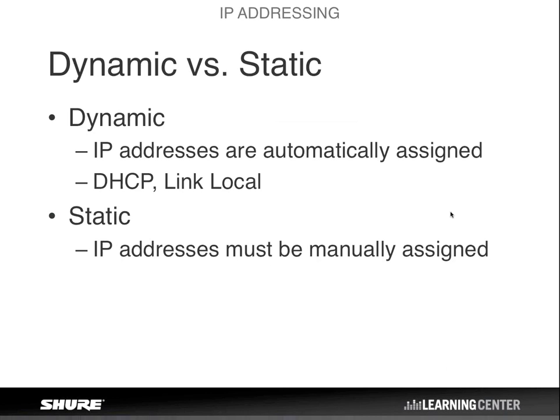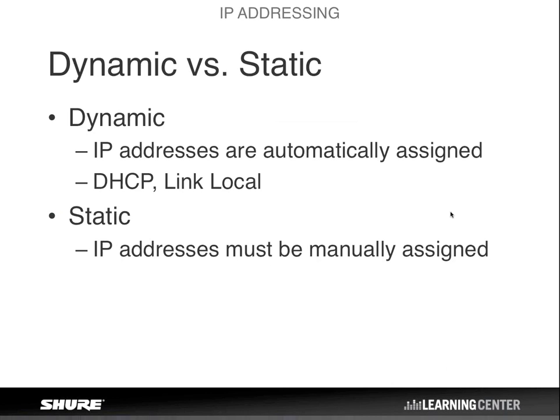There's either a dynamic allocation of IP addresses or a static allocation of IP addresses. Now, when we say that IP addresses are dynamically allocated, that means they're automatically assigned. There's some decision being made by a machine or a program to administer IP addresses to every device on a given network. Two examples of this are DHCP and link local. We'll get into those in a second. The other side of that would be static IP addressing, where every device needs to have an IP address manually specified. There are pros and cons to both of these things.